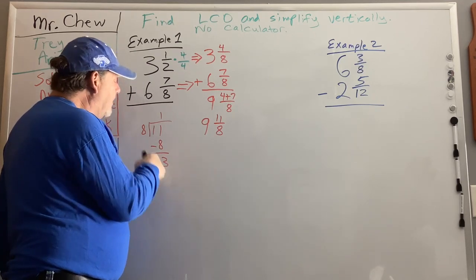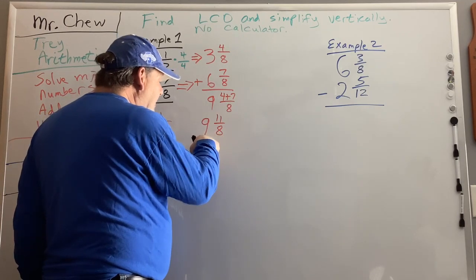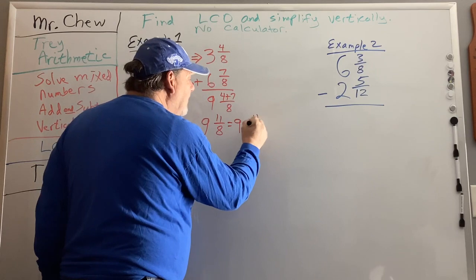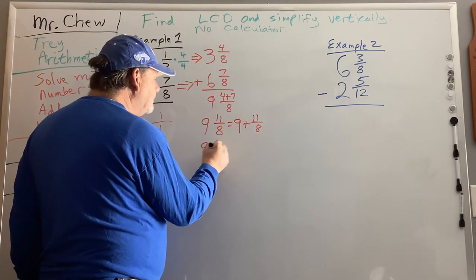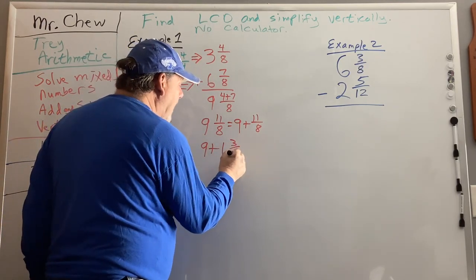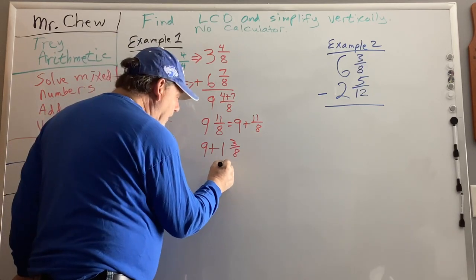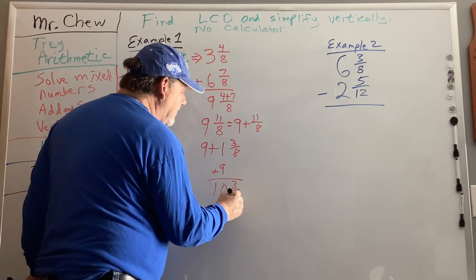The remainder is going to be my numerator. So this 11/8 means that I've got 9, and I'm adding just 11/8 to it. Now we're going to rewrite this as 9 plus 1 and 3/8. So if you want to just stack that up underneath it and add it to it, 10 and 3/8 is your answer.